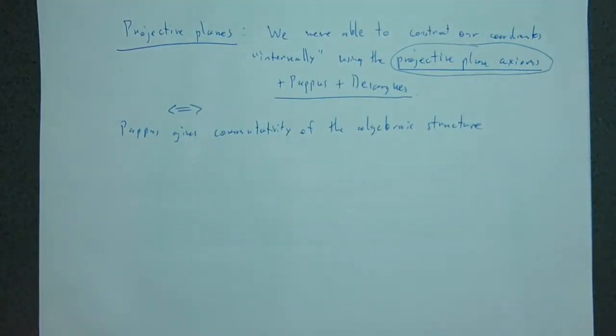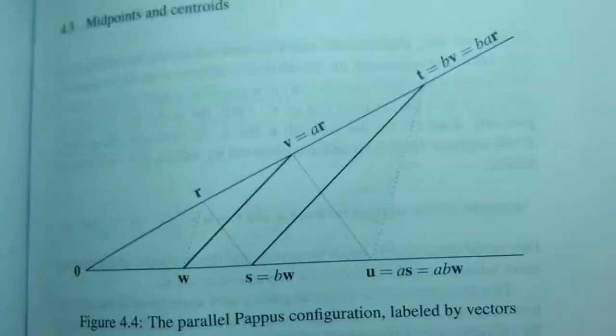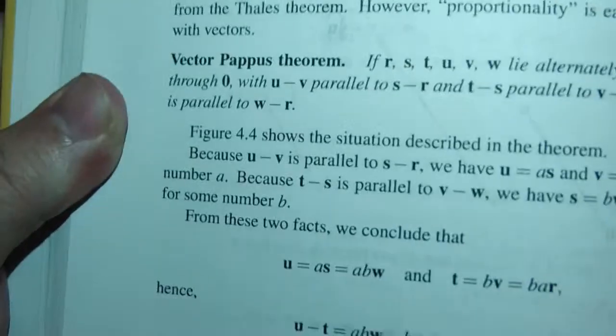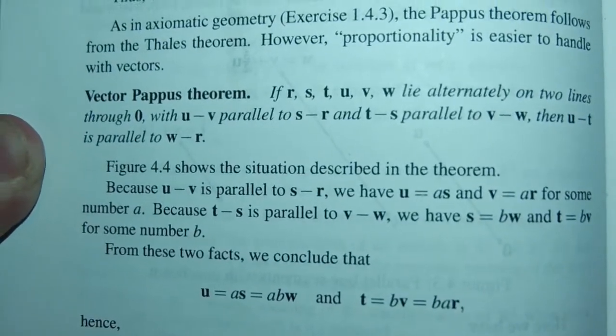Okay, so were we instead to start with commutativity, we would get Pappus. And what do I mean by we start with commutativity? If I had imposed an algebraic structure on our projective plane that had commutative multiplication, then the Pappus theorem would fall out of it. In fact, that is exactly what happened in Chapter 4. So in Chapter 4, let me remind you how this worked. You might remember we did the vector Pappus theorem. If you want to see a statement of the vector Pappus theorem, there it is.